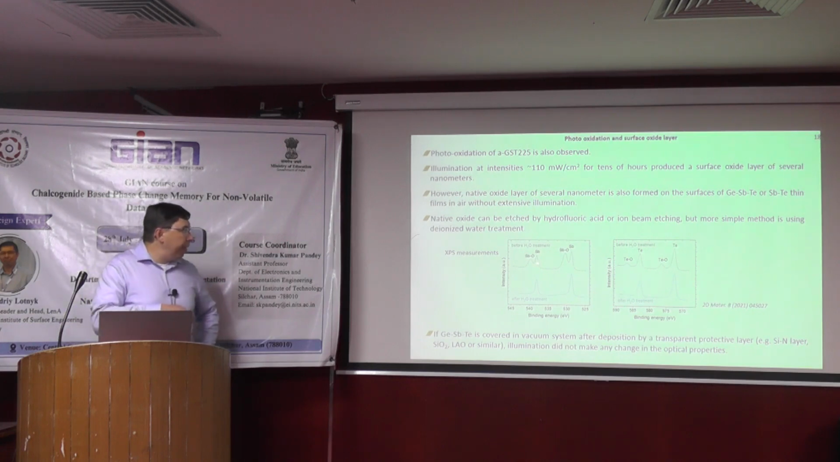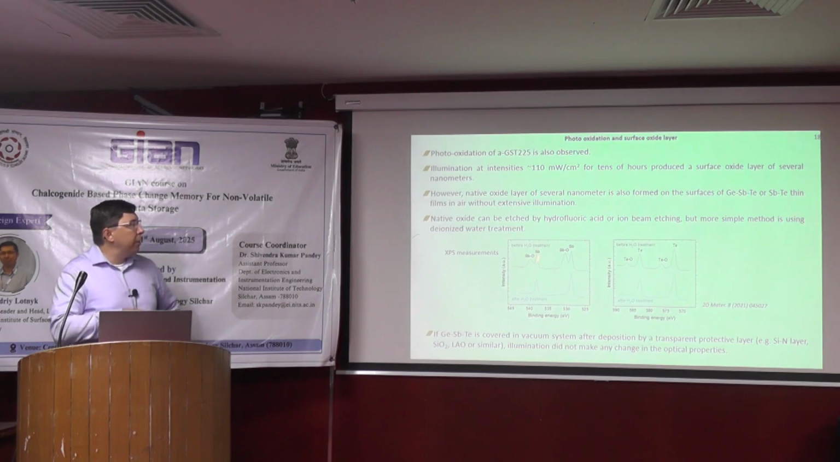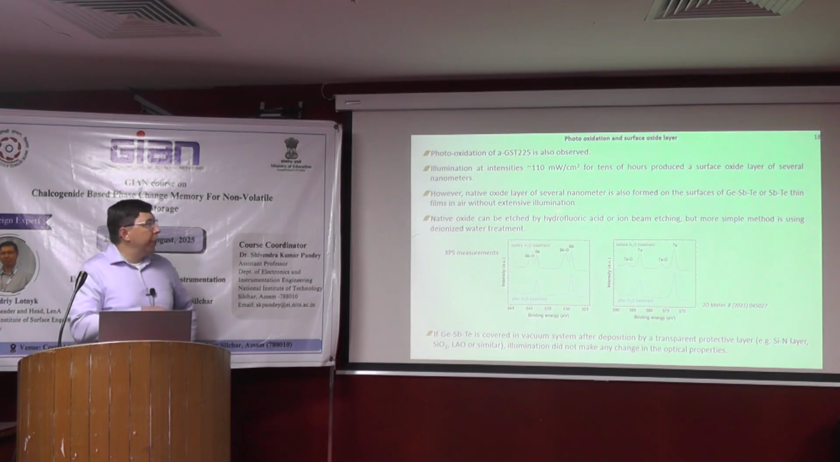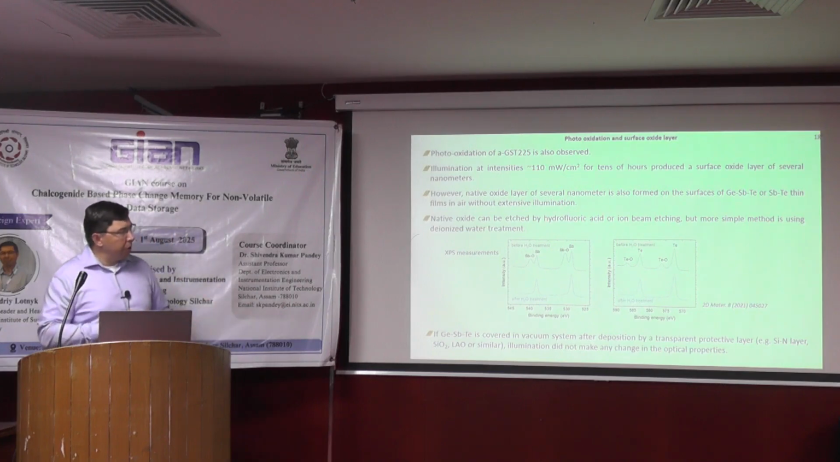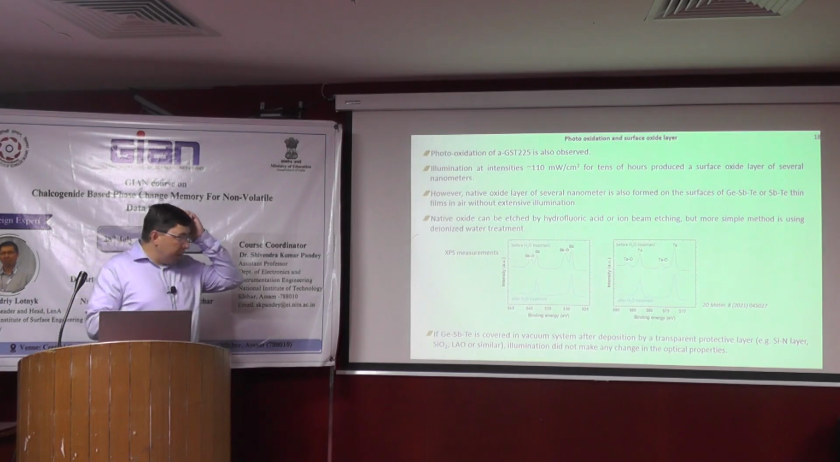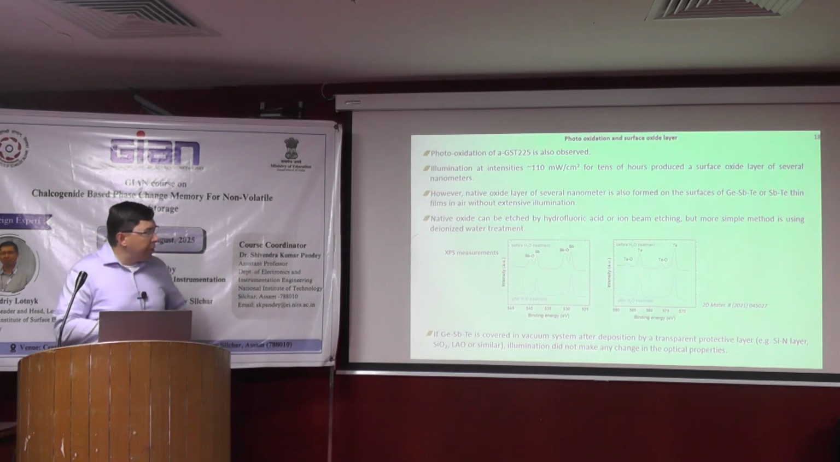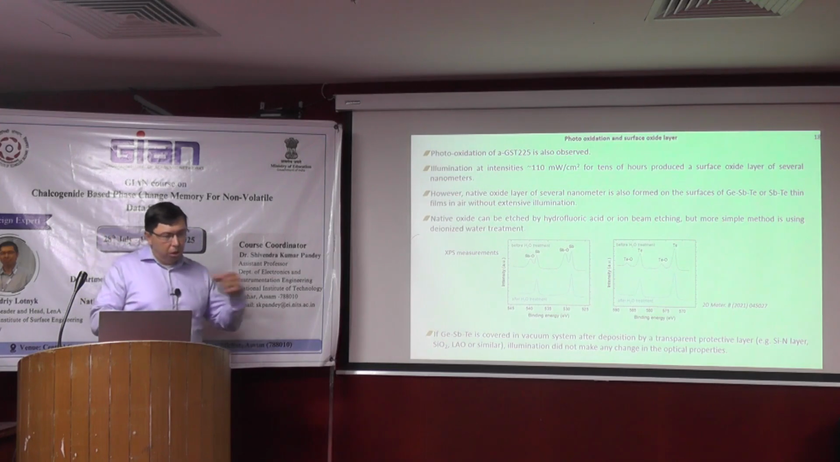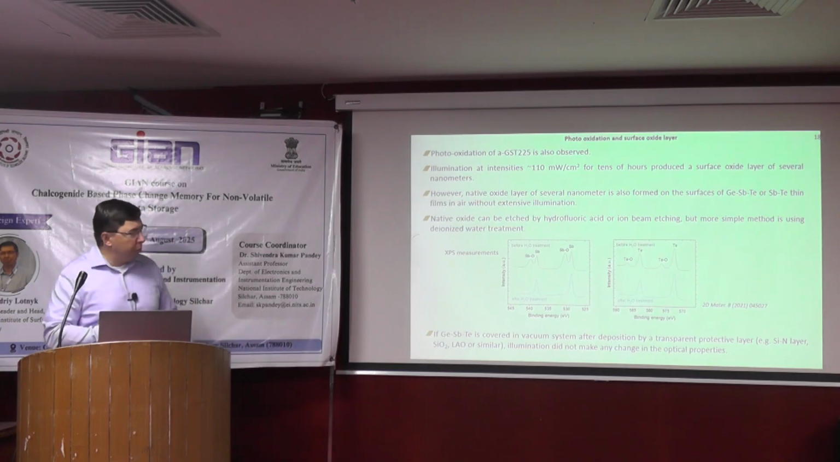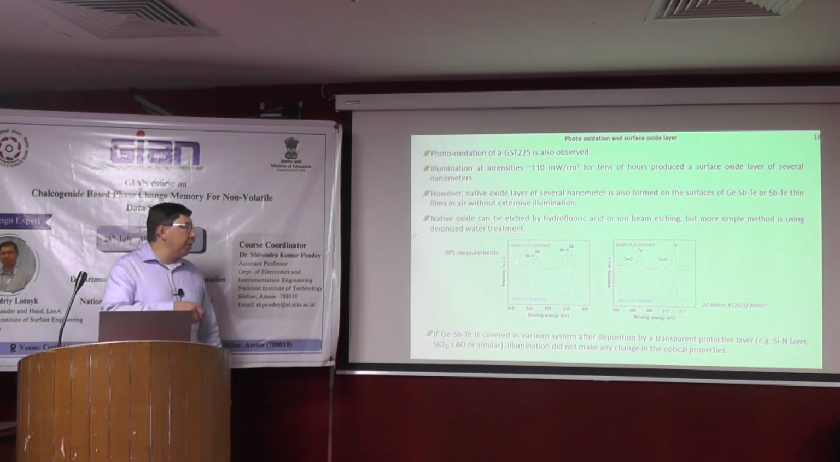To etch away this oxide, you can use hydrofluoric acid. It's very hazardous. Or you can use ion beam etching. For this you need a special facility, an ion beam facility. But there is a very simple method. We used deionized water treatment. If you put your film in the water for several minutes, you can etch away this oxide layer.